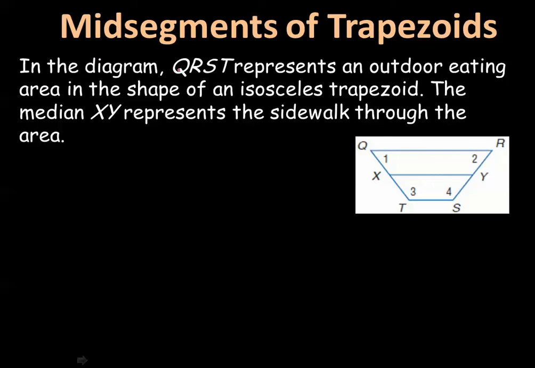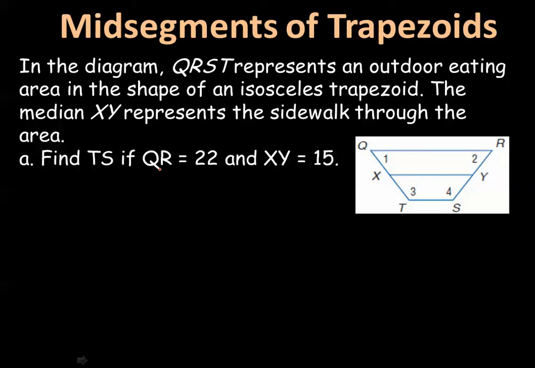So in the diagram, QRST represents an outdoor eating area in the shape of an isosceles trapezoid, and the median XY represents a sidewalk through the area. We are supposed to find TS if QR equals 22 and XY equals 15. So QR is going to be 22, XY is 15. So we need to find TS, which we're going to call X.